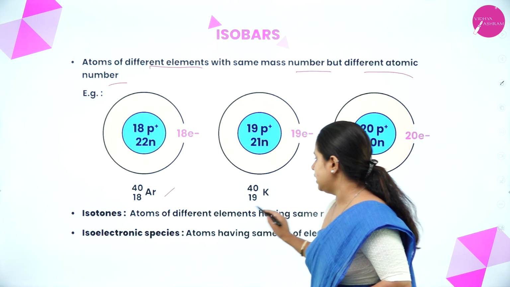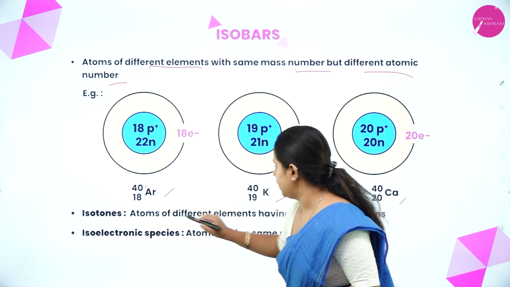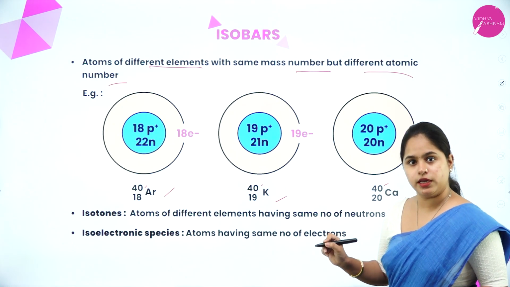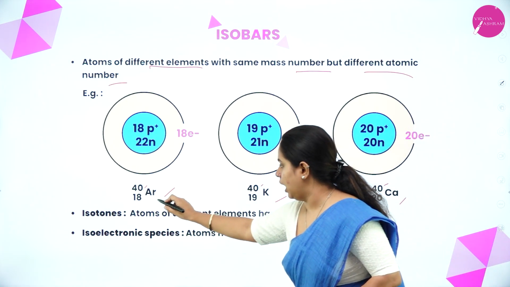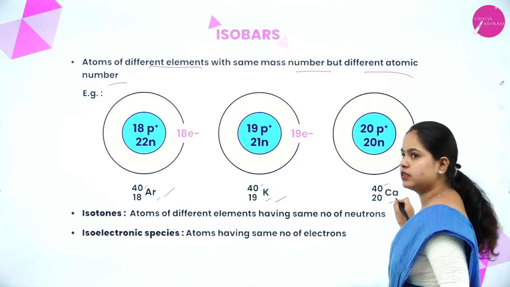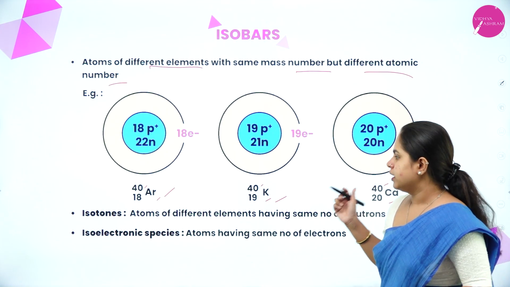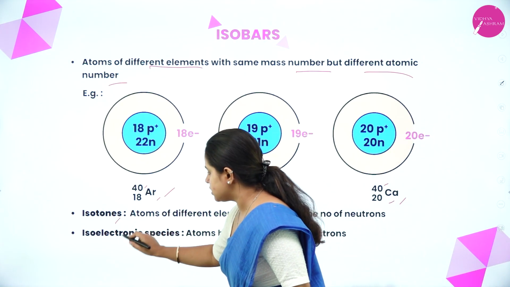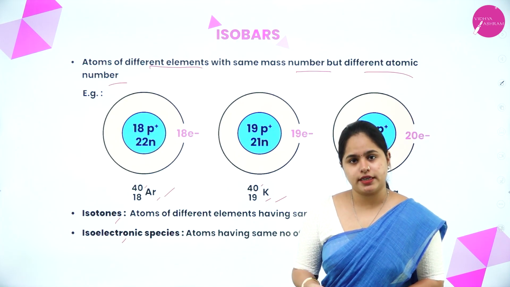So, you can see the example that is given here. See, the mass number in this case is 40. Here also it is 40. Here also it is 40. But the atoms of your elements are different. This is argon. Here it is potassium and here it is calcium, right? And the atomic number is changing. Clear? Yes. There are two more things that you have to remember, that is isotones and isoelectronic species.